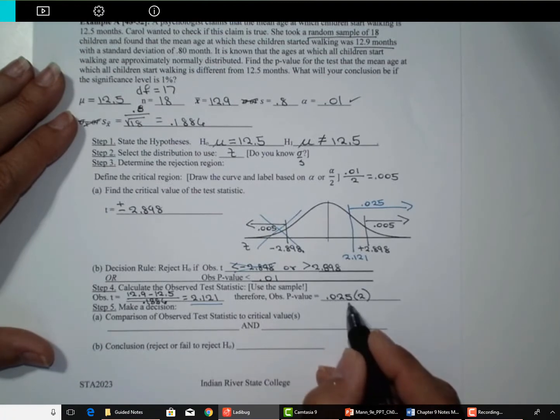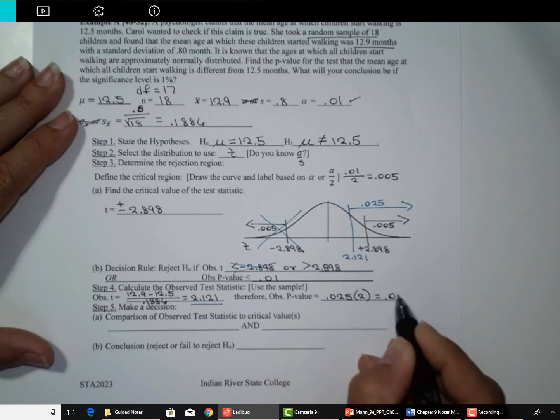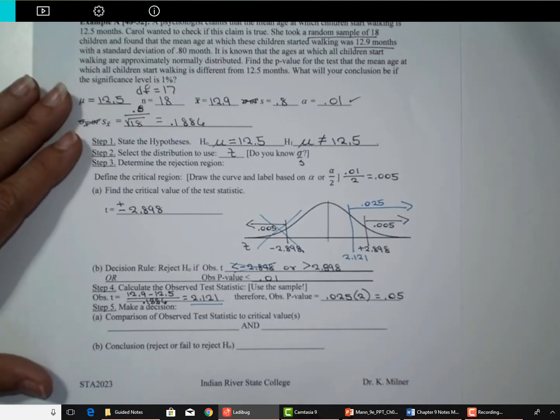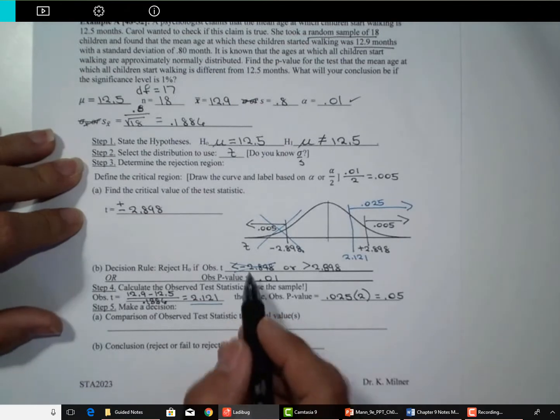And 0.025 multiplied by 2 would give me 0.05. So that's my observed p-value, because I have to take into account both sides, even though I only need one side. So what's my comparison? It's going to be the same as I set up here.